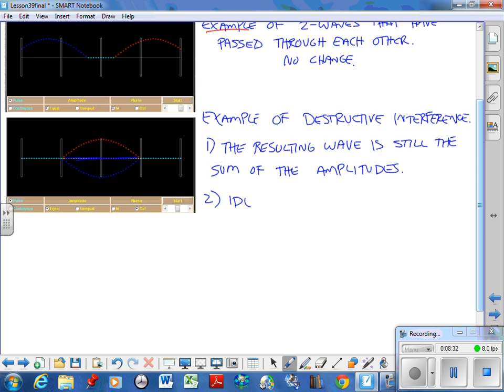So identical amplitudes will result in total destructive interference.